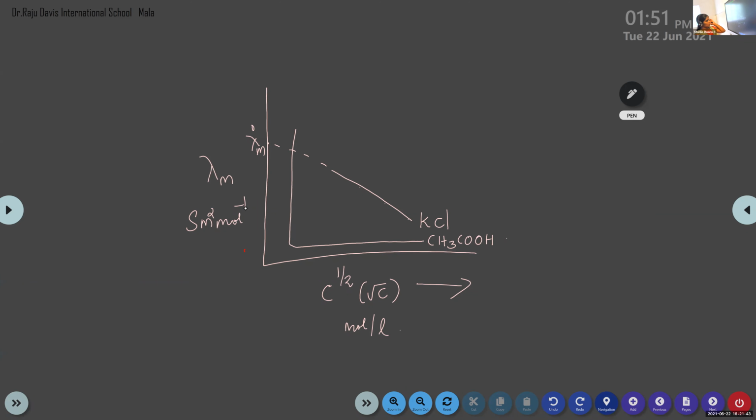Then there are some problems related to Kohlrausch's law that we can discuss in the next class. Okay? That is to calculate the limiting molar conductivity of weak electrolytes. Certain examples are given on page number 84.